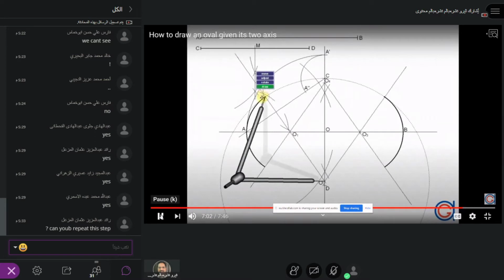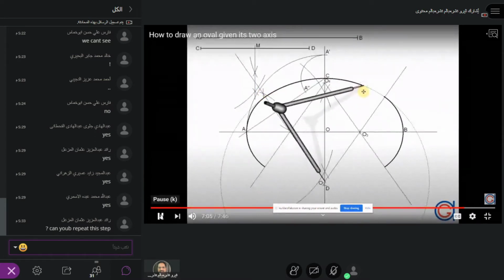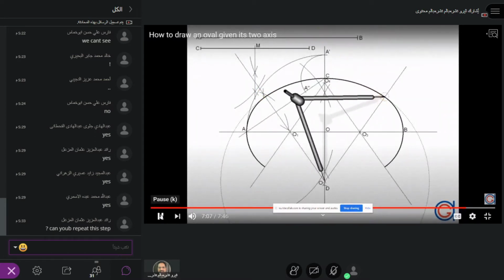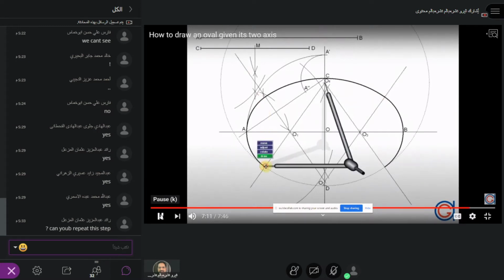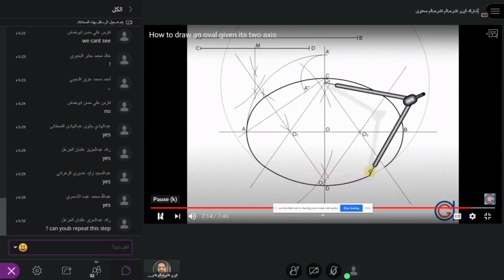The next step, we will draw the third arc with our compass centered on point O2. And finally, with our compass centered on point O4, we will finish drawing our oval.